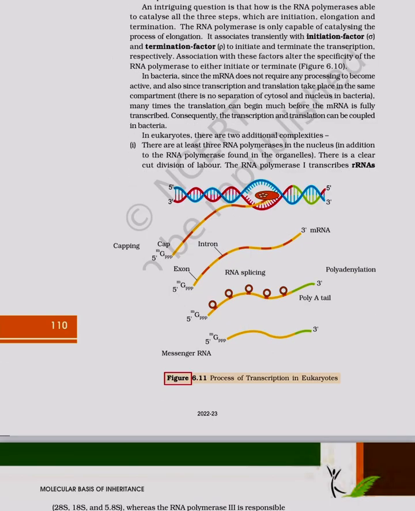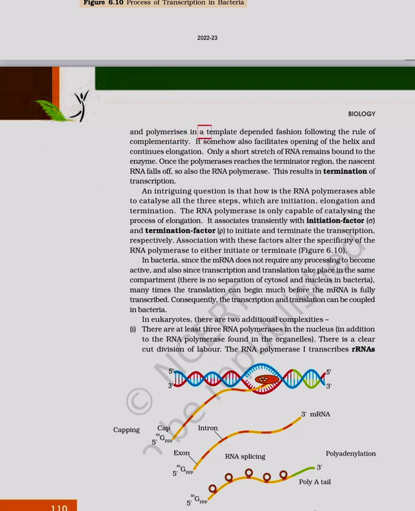Figure 6.11 Process of transcription in eukaryotes. And polymerizes in a template-dependent fashion following the rule of complementarity. It somehow also facilitates opening of the helix and continues elongation. Only a short stretch of RNA remains bound to the enzyme. Once the polymerase reaches the terminator region, the nascent RNA falls off, so also the RNA polymerase. This results in termination of transcription.